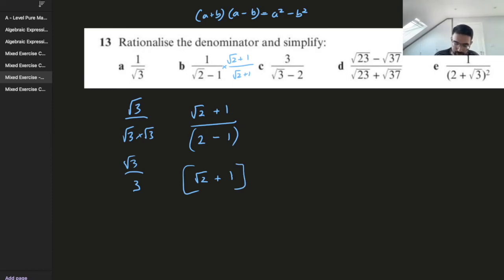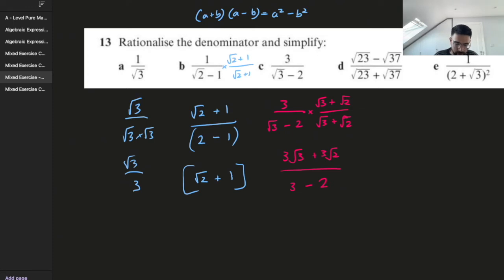Part C. I forgot to change the color. I'm so sorry, guys. So 3 over root 3 minus 2. What I'm going to be doing over here is root 3 plus root 2. We're multiplying by the conjugate. Remember, this is a very, very important step. So we're going to end up with 3 root 3 plus 3 root 2 over 3 minus 4, which, oh, hang on, it's going to be 3 minus 2. So my answer is simply going to be 3 root 3 plus 3 root 2. I believe that should be fine.